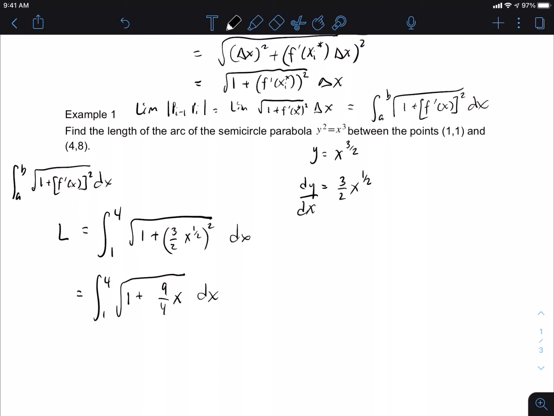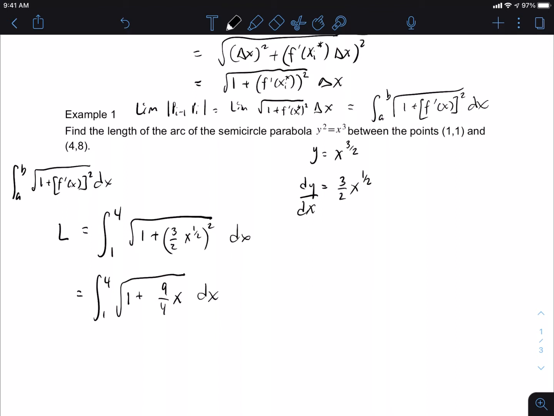Does everyone agree with that? Yes. Okay, now we need to integrate this. So how can we integrate this problem? What would you do? I'll wait. Would it be a U-sub? That's exactly it. It's a U sub, Miranda.